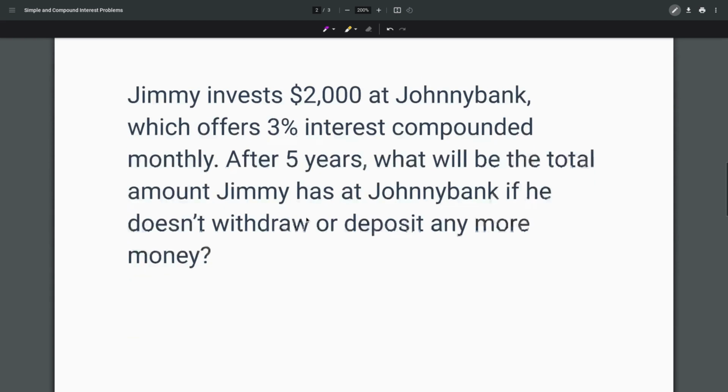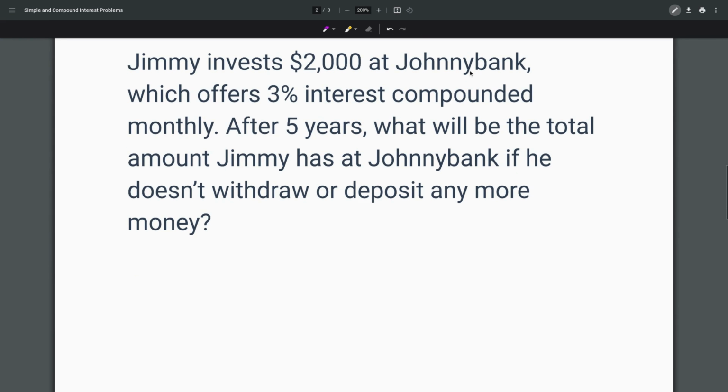Okay, so next one. Jimmy invests $2,000 at Johnny Bank, which offers, he's mixing it up, offers 3% interest compounded monthly. So this is compound interest. After 5 years, what will be the total amount Jimmy has at Johnny Bank if he doesn't withdraw or deposit any more money? So the compound interest formula is the total amount in the bank is the principal times 1 plus the interest rate as a decimal divided by, well, they use n, but n is the amount of times it's compounded per year, raised to the n times t power.